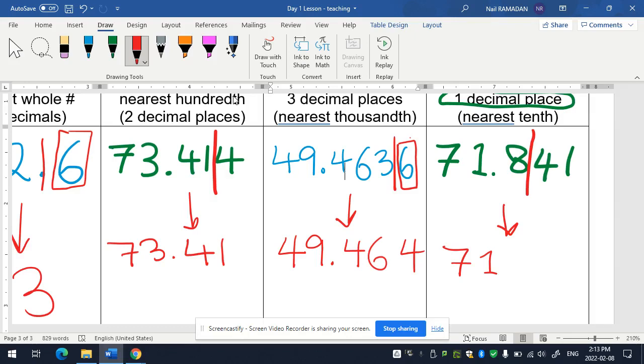Do you need a pencil or you're good? All right. Okay. Always tell me when you come in. Okay. Or just grab one.